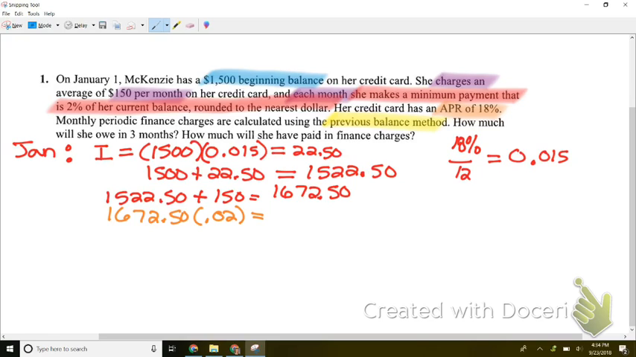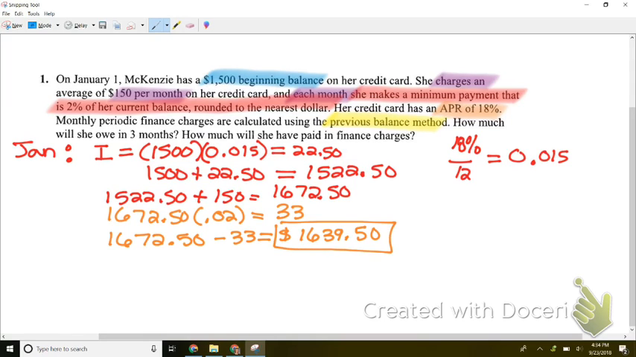So we're using our interest equals principal times rate times time. She's going to do a one-time payment of 2%. Rounded to the nearest dollar is approximately $33. As a payment, that gets subtracted. So her balance was $1,672.50. She makes a payment of $33, and now her ending balance is $1,639.50. We're going to continue this same process for February and March because they asked us to do this for 3 months.